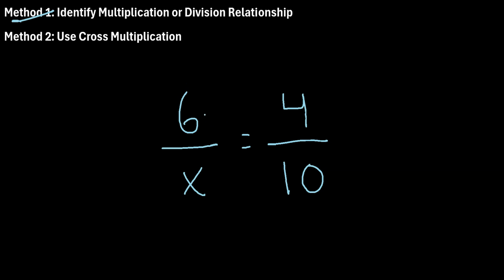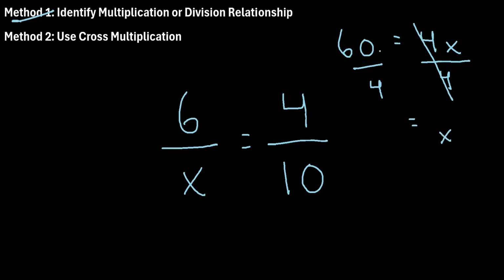So remember, that's when we multiply the values that are diagonal from each other and set them equal to each other. So 6 times 10, that's 60. And we'll set that equal to 4 times x. So 4x. Now to solve for x, we just need to divide both sides by 4. Over here, the 4's will cancel out, and we'll be left with x is equal to 60 divided by 4. That turns out to be 15. So here's our final answer. x is equal to 15.